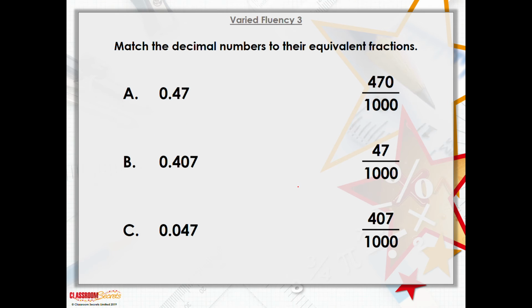Let's have a look at another activity. Match the decimal numbers to their equivalent fractions. So here we can see that each of these fractions is out of 1,000, which means that when we're converting them into decimals, we're going to need our thousandths column. So we have our ones, tenths, hundredths, thousandths.